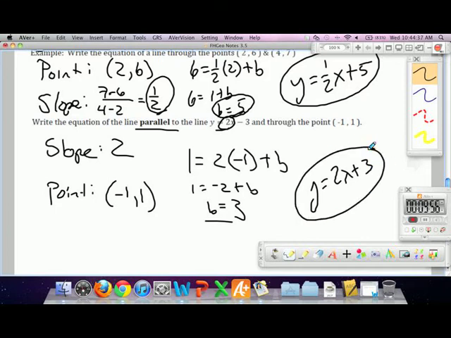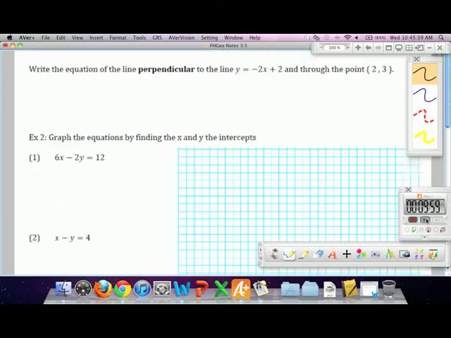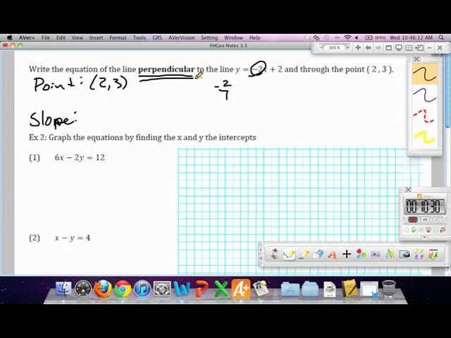Let's play a similar game but with perpendicular lines this time. I still need to have a point and the slope of the line I want to graph, or write the equation of. The point on the line I want to write the equation of is given: 2, 3. What's the slope of that line? If our original slope is -2, or -2/1, and we have perpendicular lines, therefore my slope should be the opposite reciprocal.